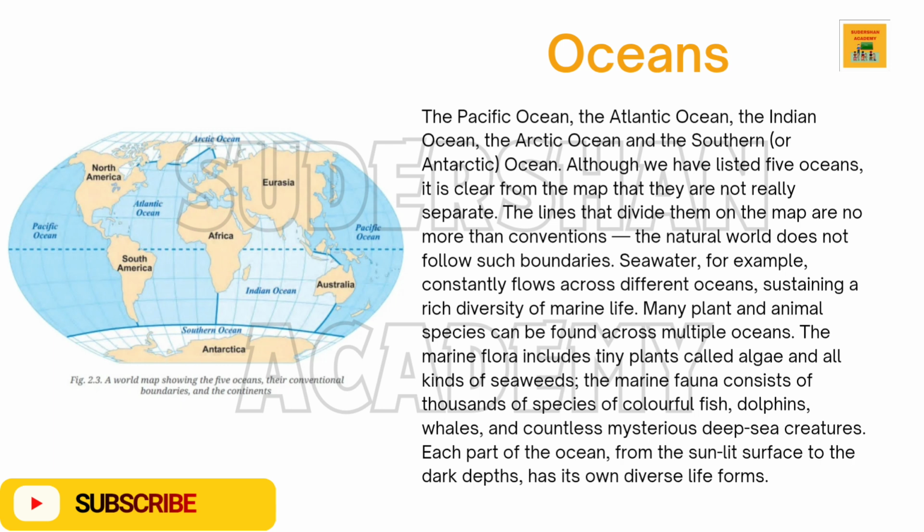The marine fauna consists of thousands of species of colorful fish, dolphins, whales, and countless mysterious deep-sea creatures. Each part of the ocean, from the sunlit surface to the dark depths, has its own diverse life forms.